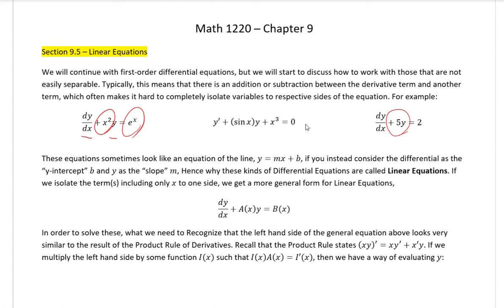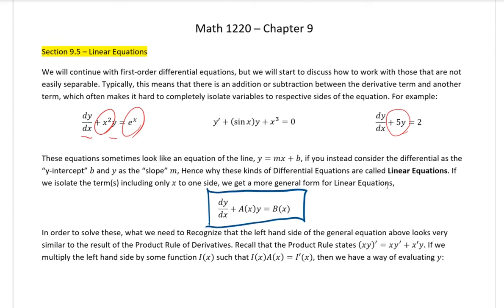Now, more generally, what these look like is right here. You have a differential, dy/dx, plus some amount of a of x times y equals b of x. Again, not all first-order equations will always look like this. We can maneuver a lot of them so that they do, and if they do form like this, we actually do have a very sneaky way of solving them.